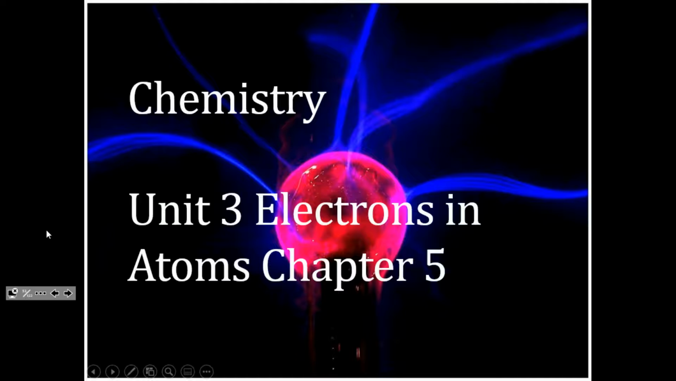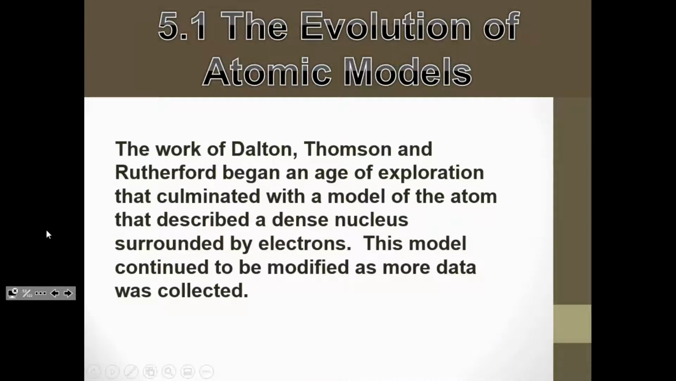Howdy, howdy, chemistry students. This is going to be a video that covers the progression of the atomic models. So we're going to look at how the atomic models have changed throughout the years. And we talked about this a little bit, but the work of Dalton, Thomson, and Rutherford began an age of exploration that culminated with a model of the atom that described a dense nucleus surrounded by electrons. This model continued to be modified as more data was collected. So let's look at how the atomic model has changed.